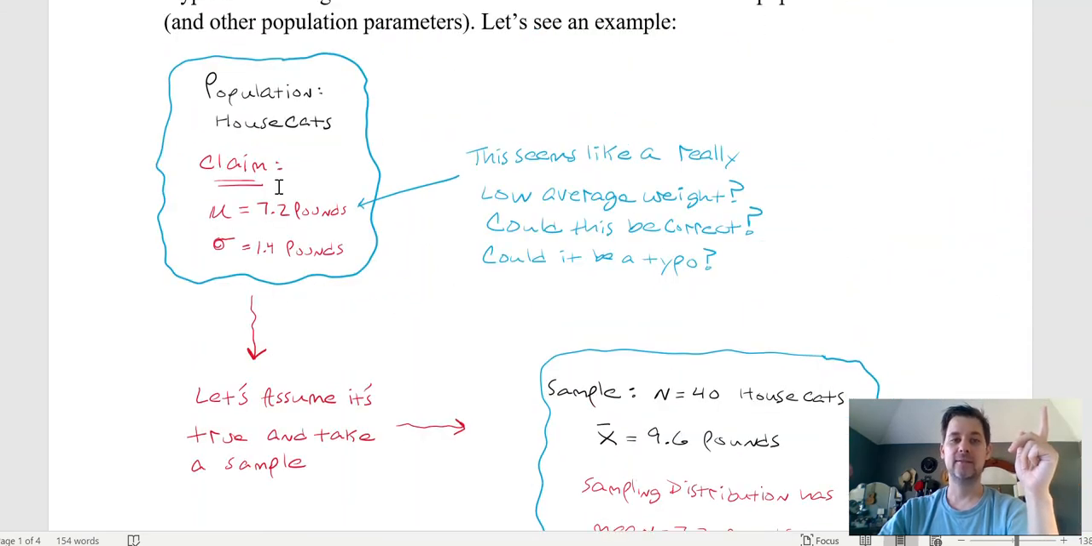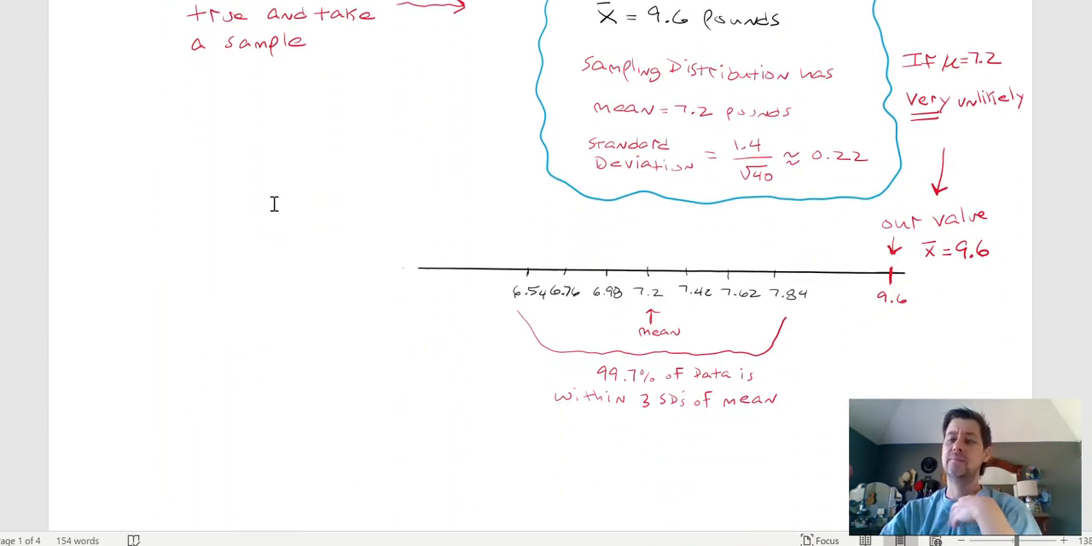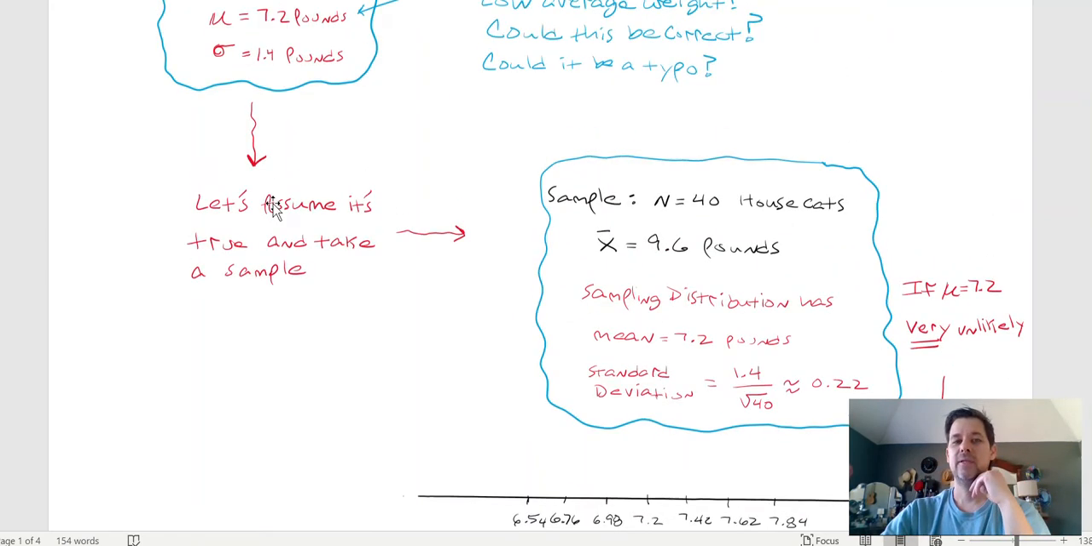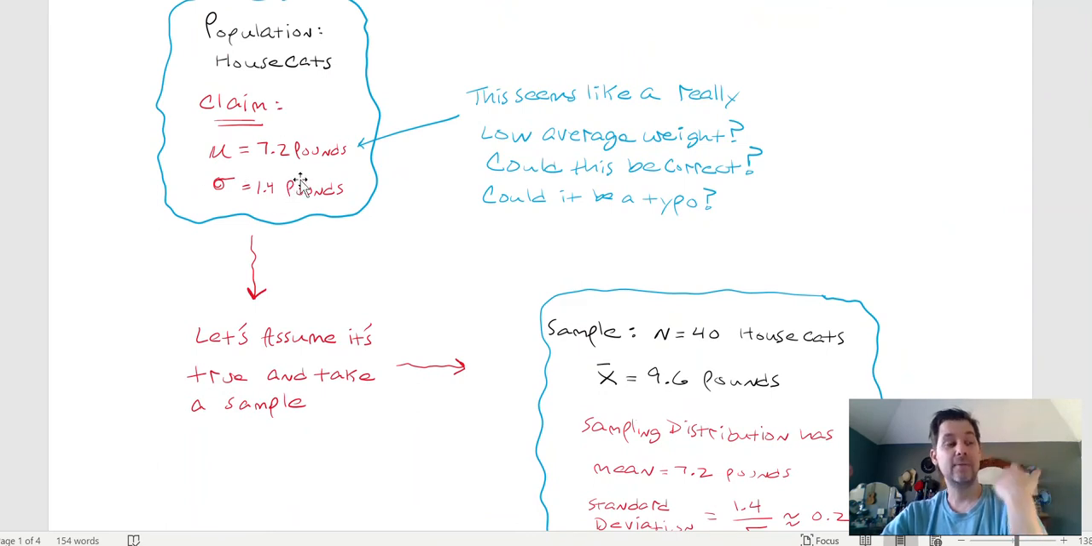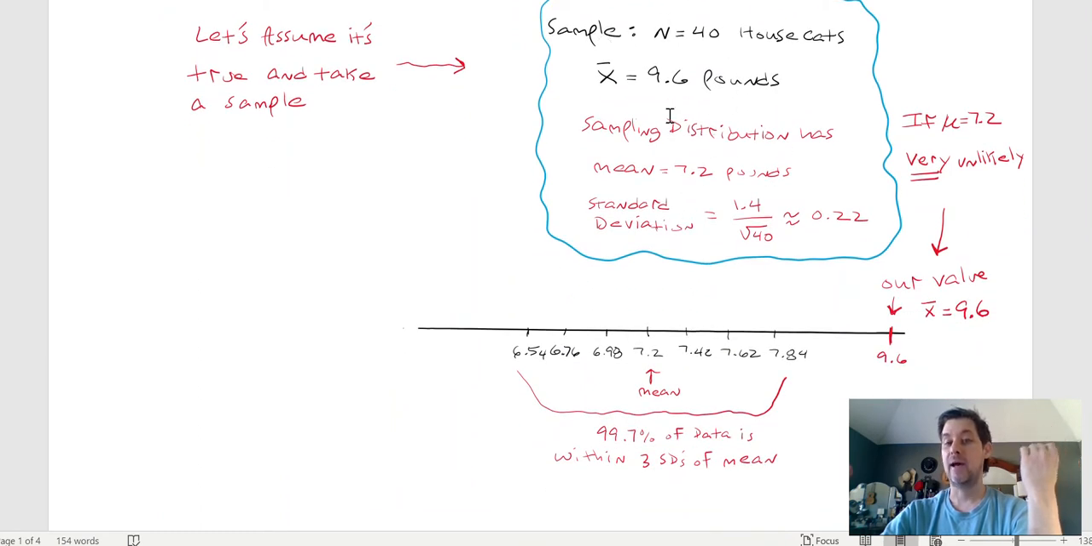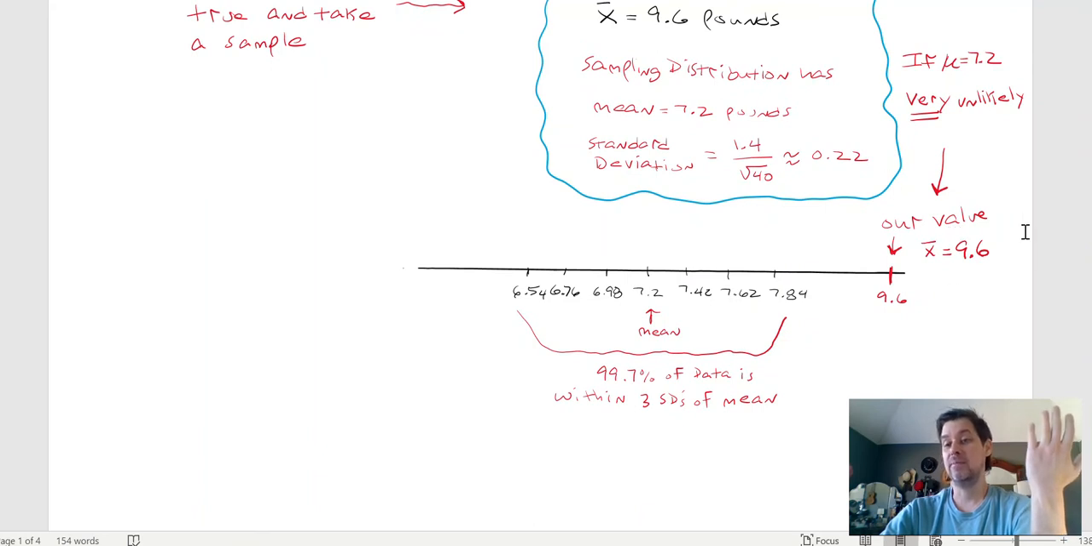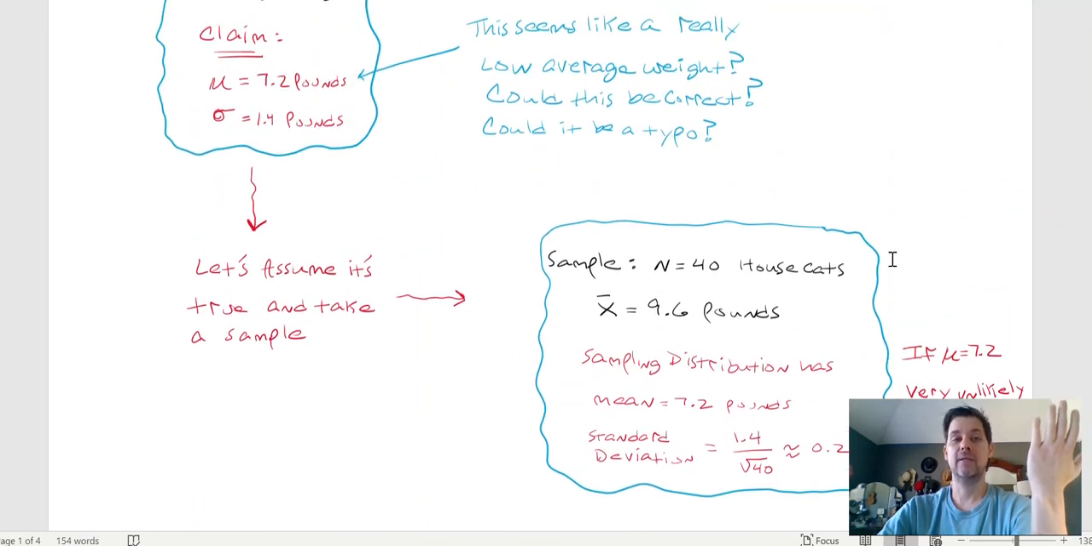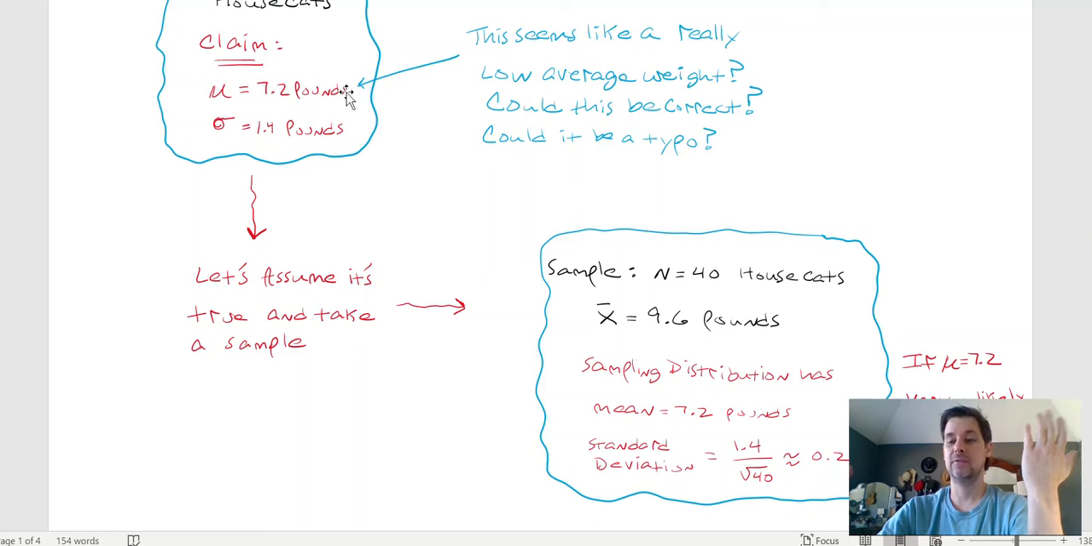I think it's more likely that this claim was wrong to start with, whether it was a mistake, whether somebody did their math wrong, whether it was a typo, whatever it is, it's not right. I would reject that that's really the average weight of a house cat. So that's the big picture of how hypothesis testing works. We assume that some given number is true, even though we might not believe it. We take a sample, and based on the average we get from our sample, we calculate the probability of that number being true. From there, we can judge whether this original number is true or not.